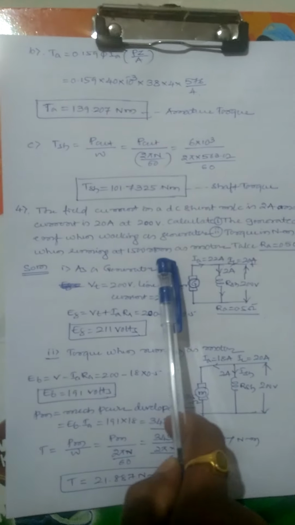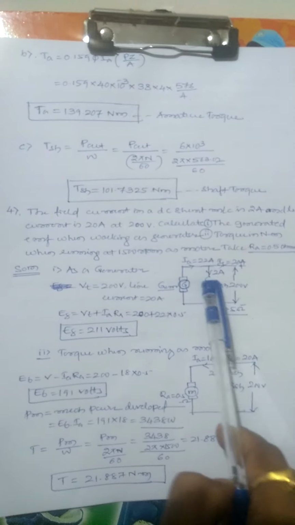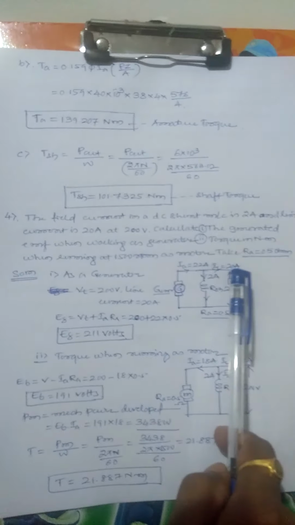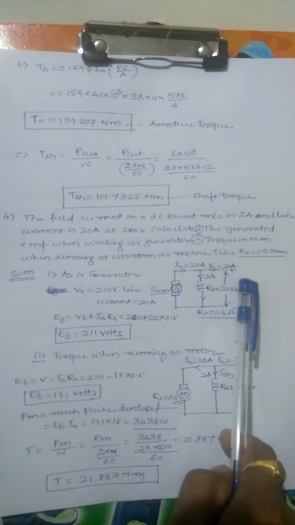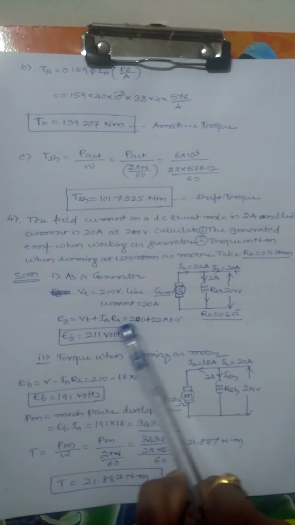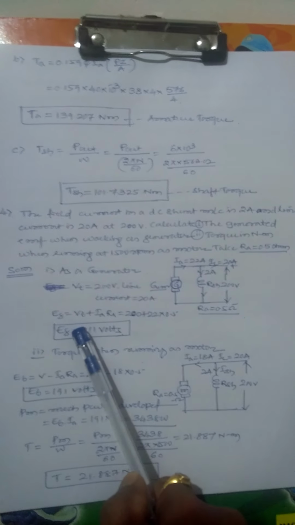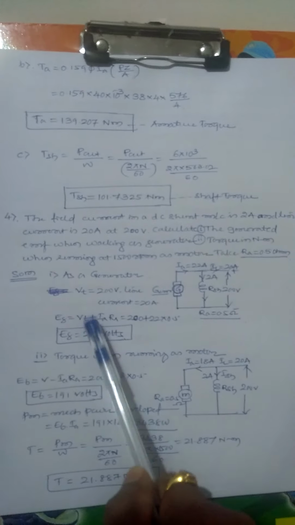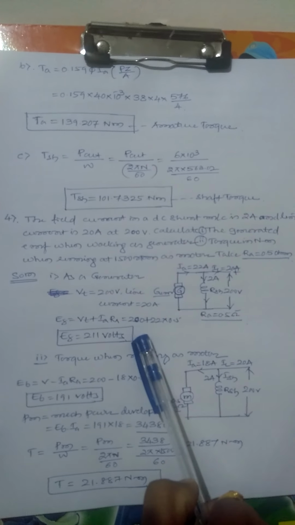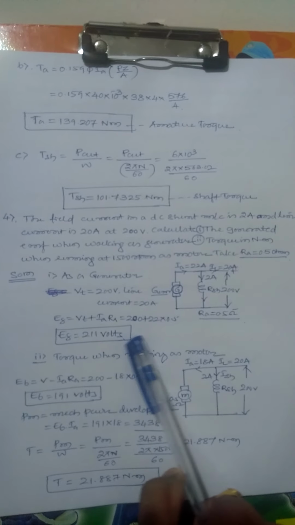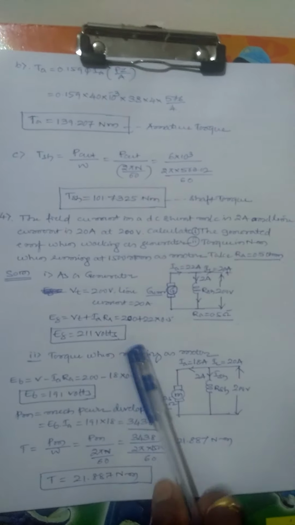First, as a generator, you see the figure. That is generator, RSH, 2 amps, 22 amps, 20. That is 22 minus 2 is 20. As a generator, VT the terminal voltage is 200 volts. The line current is 20 amps. Directly find the generated voltage. Easy. That is VT plus IRA. Why plus? Because it is a generator. You generate the voltage. VT plus IRA, 22 into 0.5. We get 211 volts. That is 211 volts for the generator.